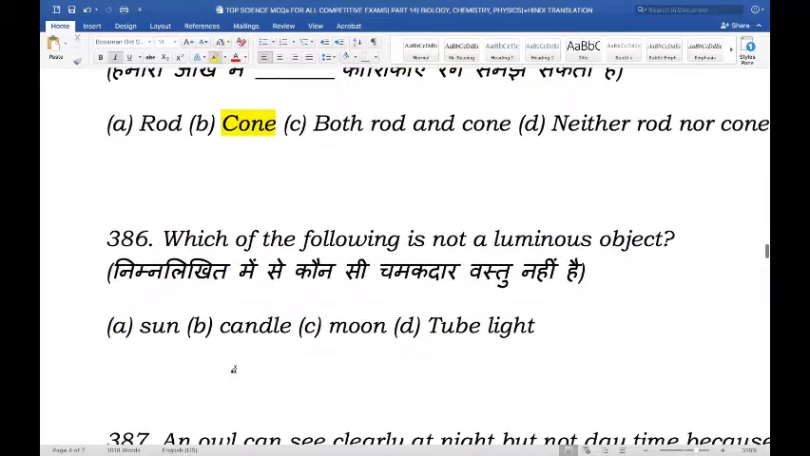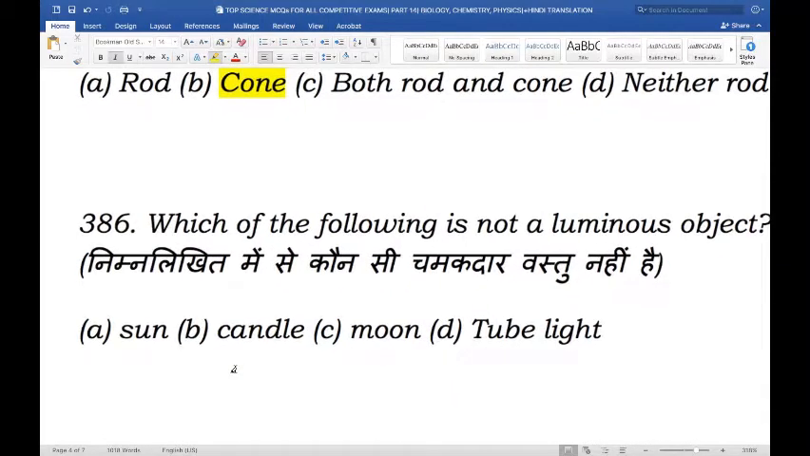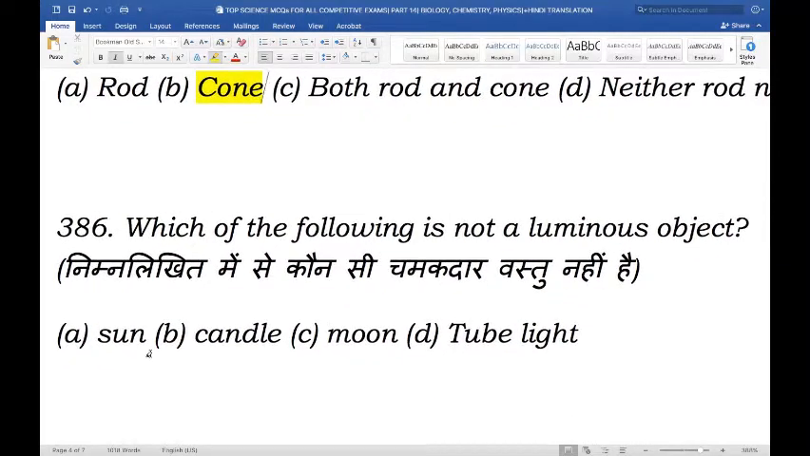Next question. Which of the following is not a luminous object? So out of these options, which is not a luminous object? Is it the sun, the candle, the moon, or tube light? And the right answer here is moon. Moon is not a luminous object as it does not emit its own light, but instead it reflects the light from the sun.